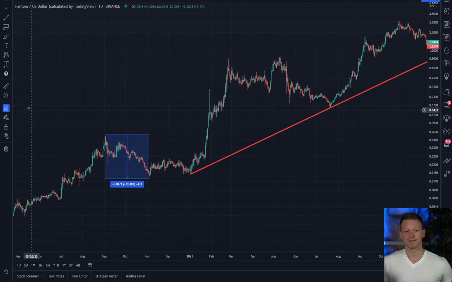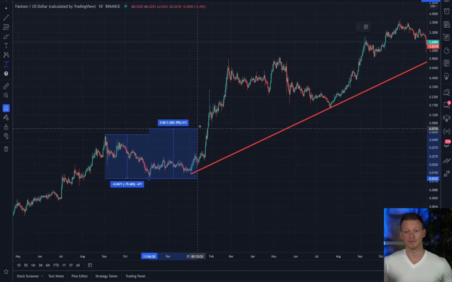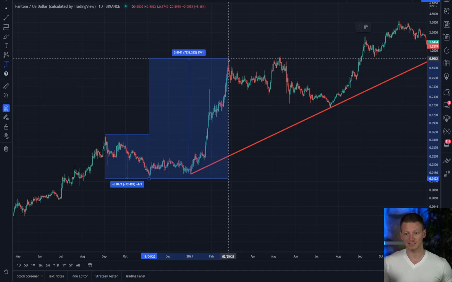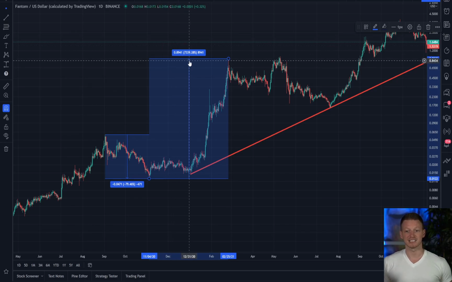All right. From there, we went from 1.2 cents all the way up to about 89 cents in, again, just about 3 months. Okay. So this is when the DCA index risk model indicated that this coin is overheated and in need of a pullback. All right. So right at the end of February.